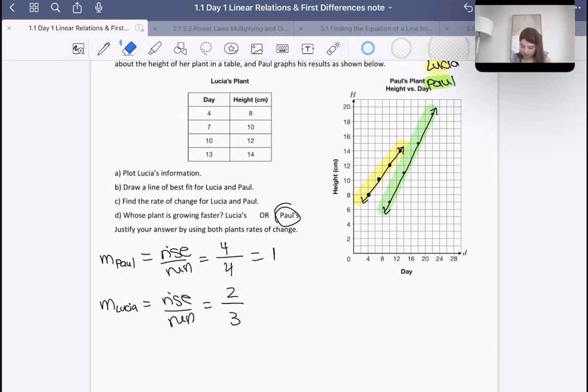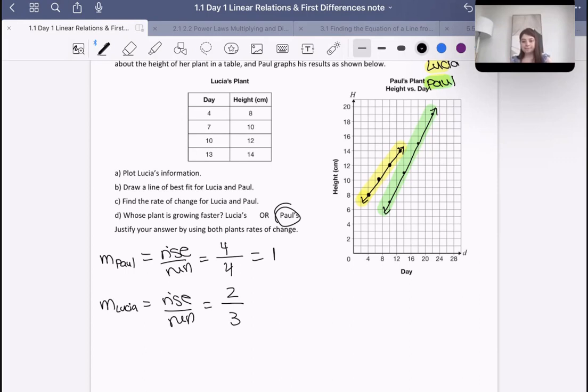You'll notice here too that Lucia's actually starts at a higher point than Paul's over here, but by this time, Paul's is gaining on Lucia's, and if we were to continue Lucia's line, eventually Paul's would surpass because Paul's plant is growing at a faster rate. So eventually, Paul is going to catch up and then surpass Lucia's plant because it's going up at a more steep rate, at a steeper slope.